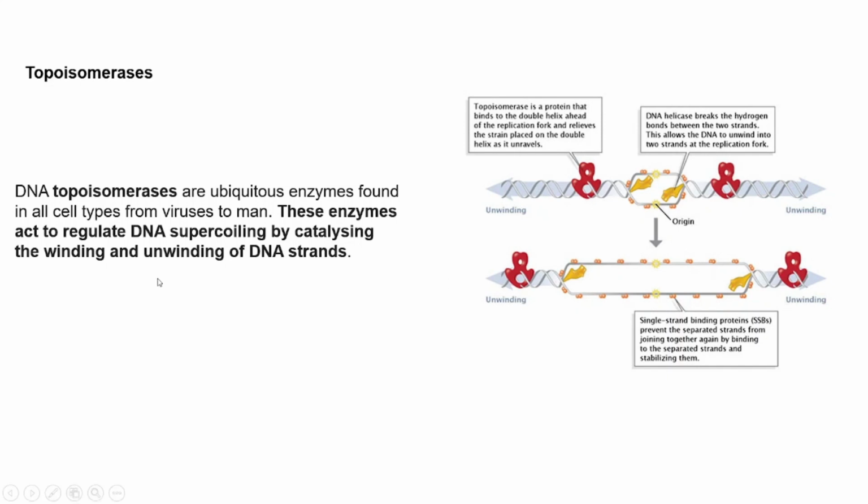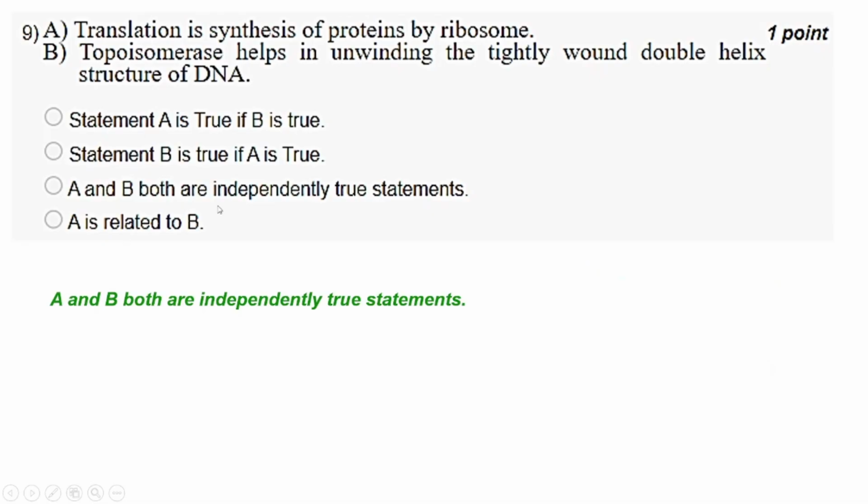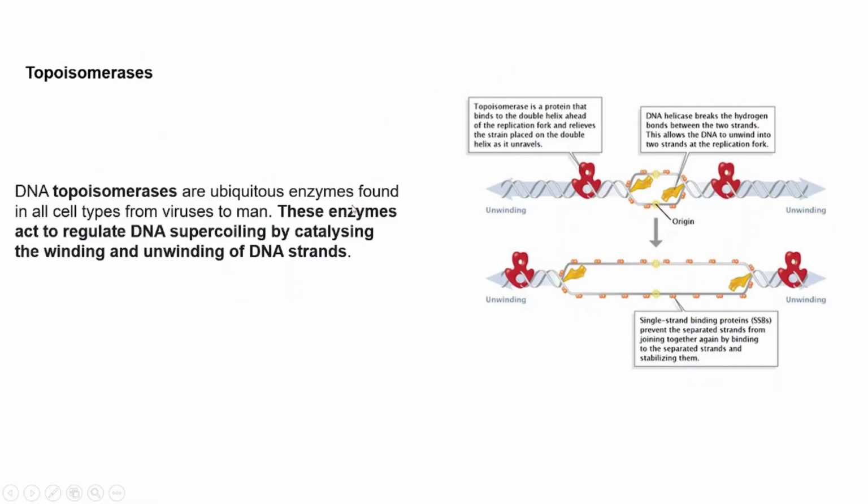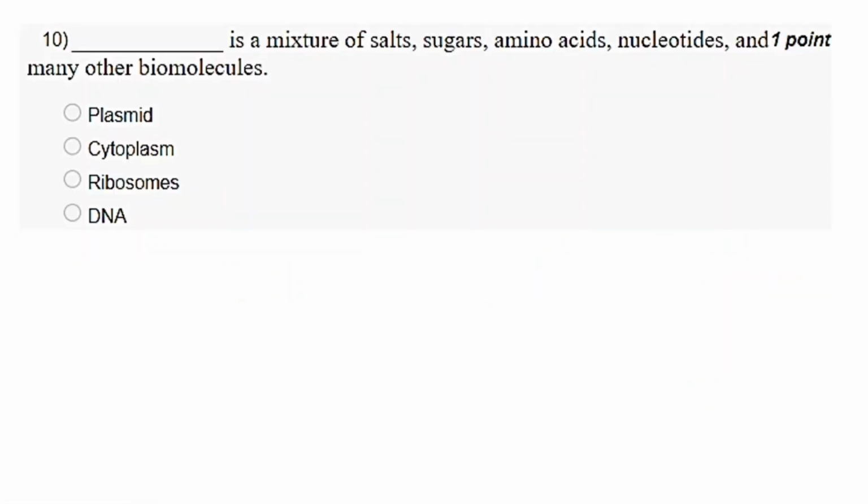So for this question, topoisomerase acts to regulate DNA supercoiling by catalyzing the unwinding and the winding of DNA strands, which is true. So both these statements are true, but they don't have any relation to each other. These are independently true statements. So I'll move on to the next question.